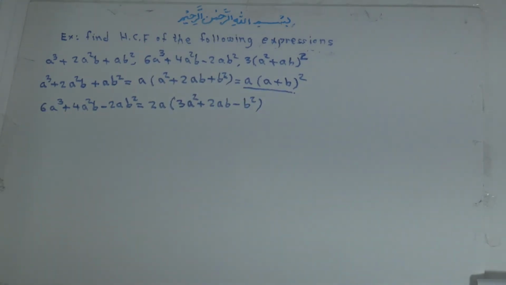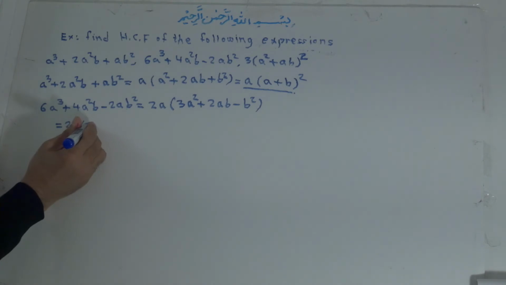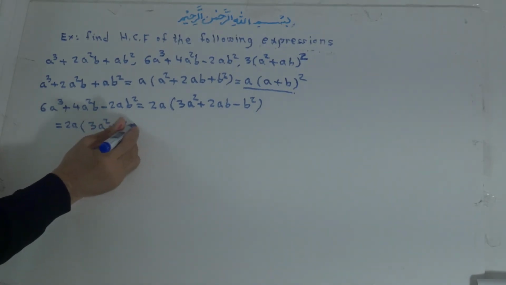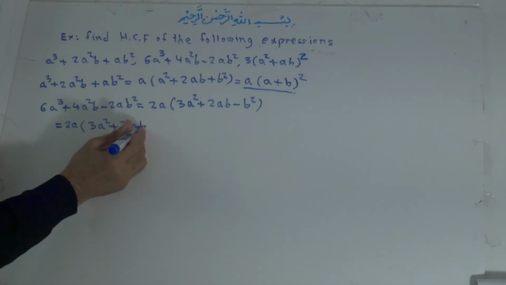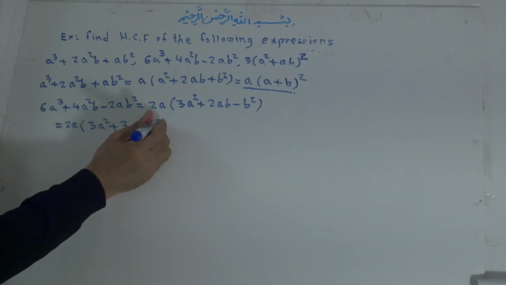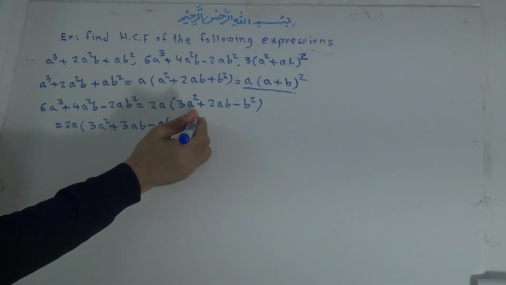So now what we do, we write it like this. This is equal to 2a, 3a to the power of 2 plus 3ab, because there is 2ab, but we write this one as 3ab, we should subtract 1ab, minus ab. 3ab minus ab is again 2ab, minus b to the power of 2.